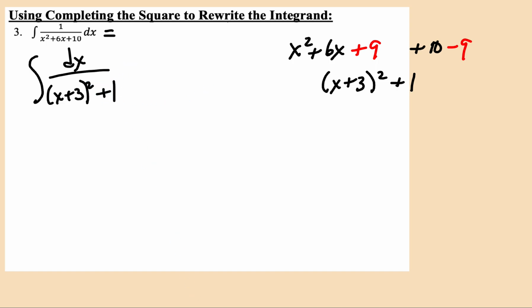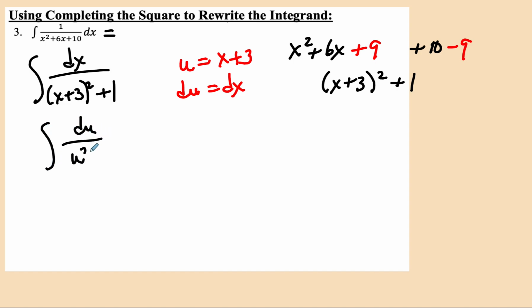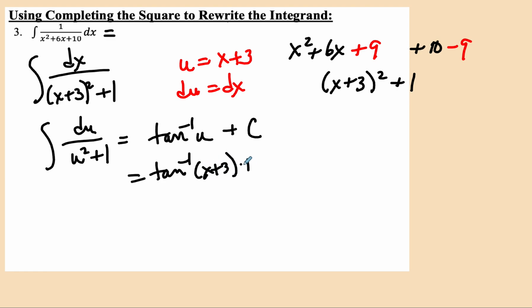This looks a lot like a tan inverse, so I'm going to go through a u substitution. u equals x plus 3, du equals dx. So this can be written as du all over u squared plus 1. And now that can be written as tan inverse u plus c. And then I'll go back to substituting for my u, and that'll be tan inverse of x plus 3 plus c. So it's an advantage to rewrite this trinomial into a perfect square and make it look more like a binomial.